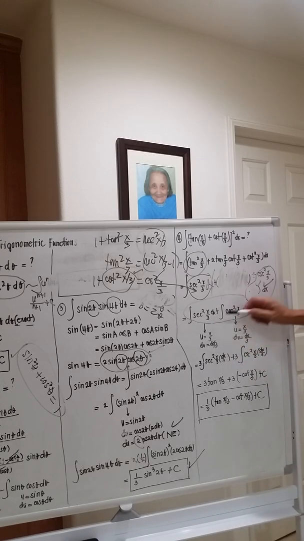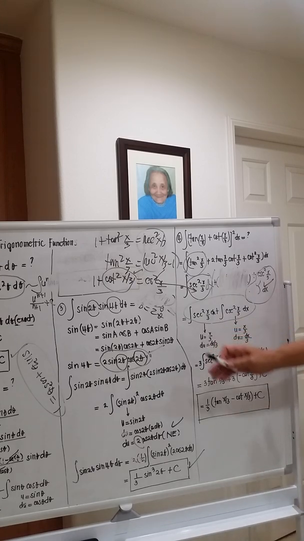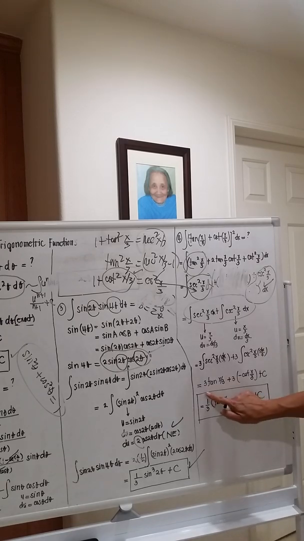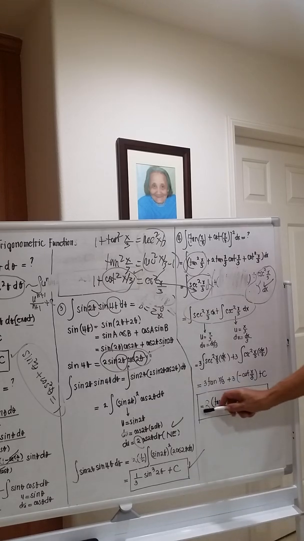This now falls under tangent, and this now falls under cotangent. So this will be 3 tangent of x over 3, plus 3 times the integral of cosecant squared, which is negative cotangent of x over 3, plus c. We factor out the 3. Is it correct? No, this should be 3. Sorry for this one. We factor out 3. So 3 times the quantity tangent of x over 3 minus cotangent of x over 3, plus c. That's the final answer.